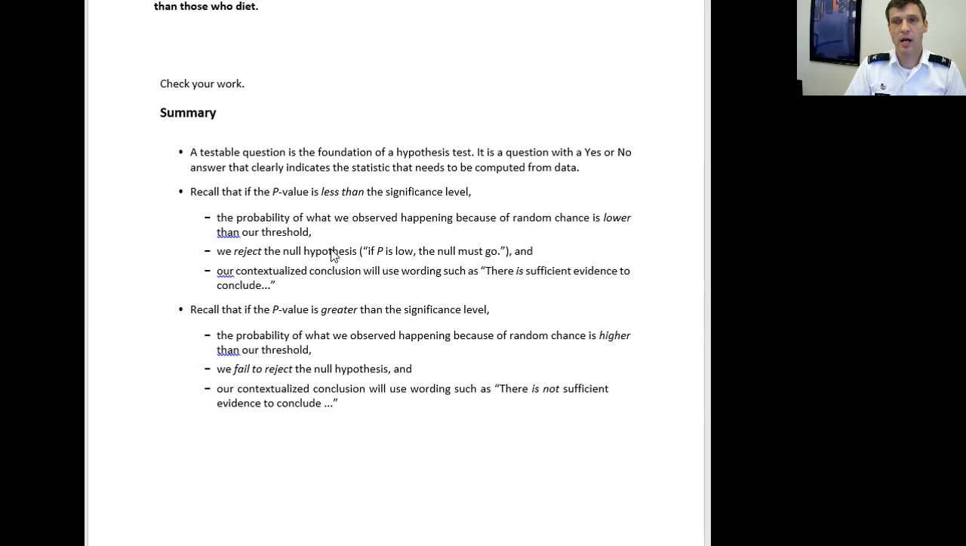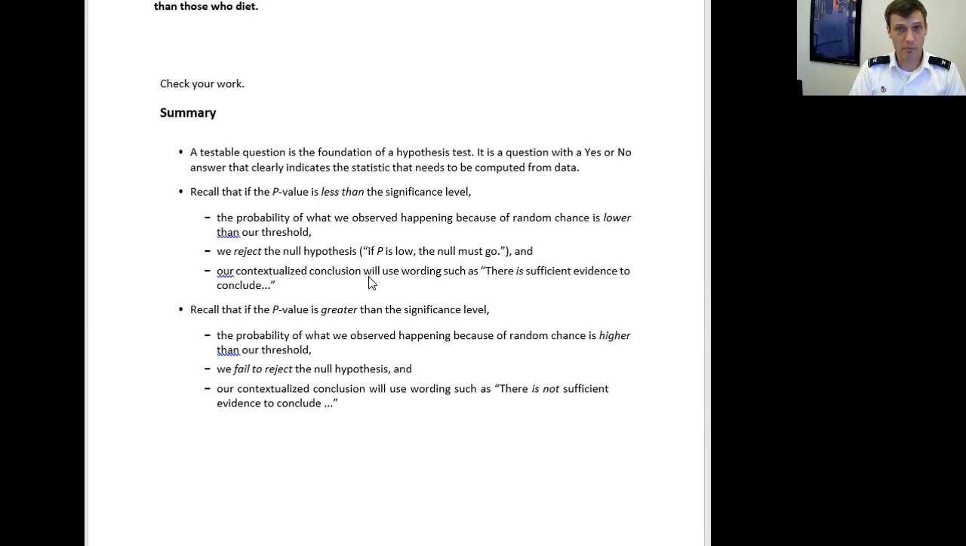Okay, so, and then finally, the contextualized conclusion is we don't want to go out into the world and report, I did a study on the effectiveness of a certain kind of medicine, and we rejected the null. Right? No one's going to know what that means, right? So give a conclusion in the context that's going to make sense. There was sufficient evidence to show that the average body temperature is not actually 98.6. There was sufficient evidence to show that the average body temperature is less than 98.6, depending what the results are.